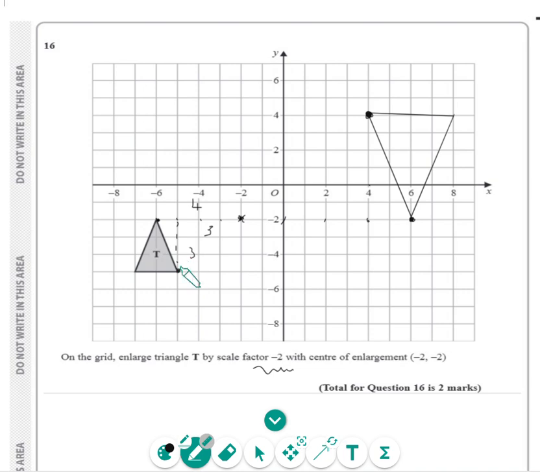In order to check your answer, you can also draw in rays through the centre. So if you go through the centre, you should hit the image of each of these points. So that's a nice little check that you can do. That one needs to go in horizontally along here.